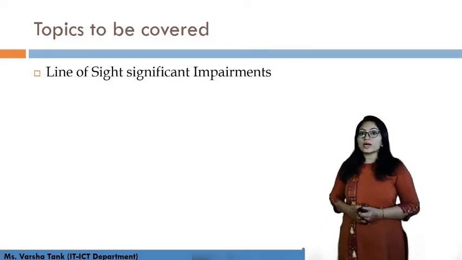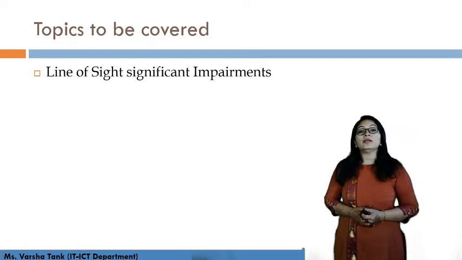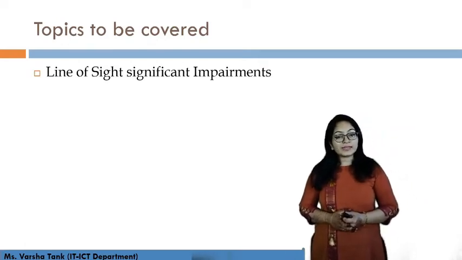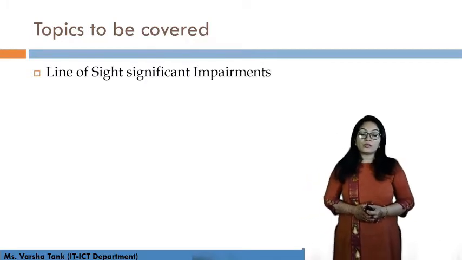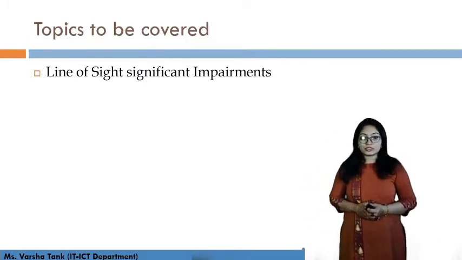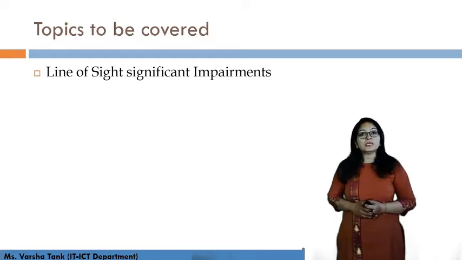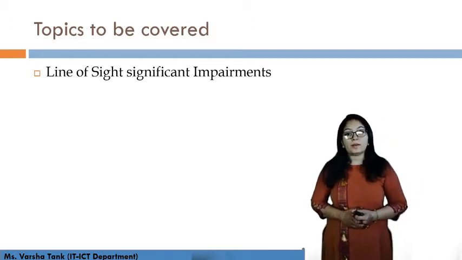Today we are going to start line of sight significant impairment. In the last lecture we learned about the propagation modes and what line of sight communication is. Now we will see the line of sight significant impairment.